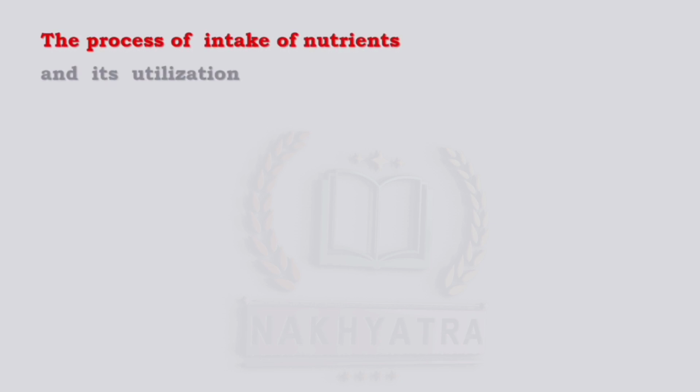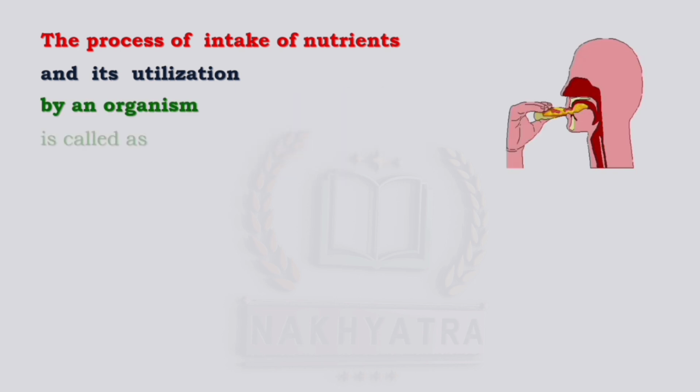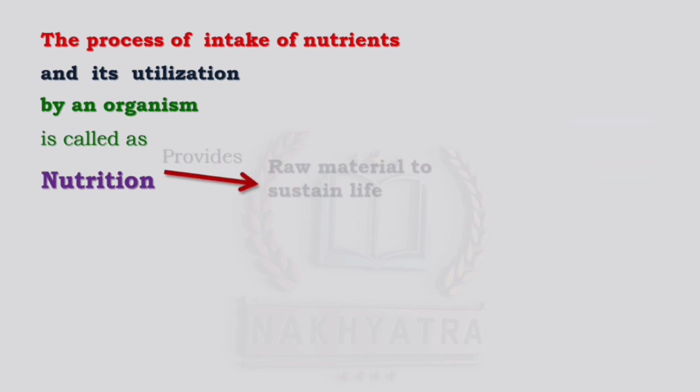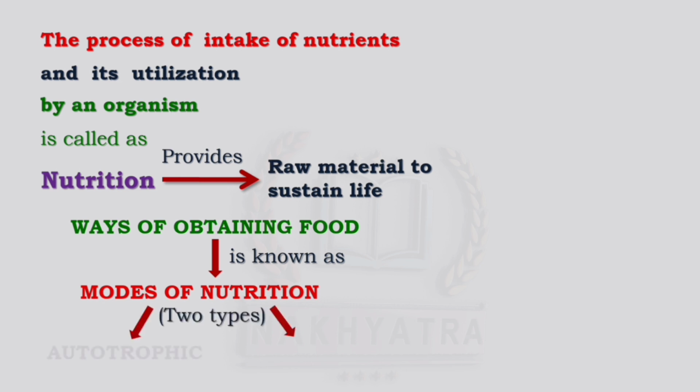Alright, the process of intake of nutrients and their utilization, here utilization means use for various functions by an organism, is called nutrition. So nutrition means the process of obtaining food necessary for health and growth. Nutrition provides raw material to sustain life. The ways of obtaining food are known as modes of nutrition. There are two modes of nutrition: the first one is autotrophic and the second one is heterotrophic.